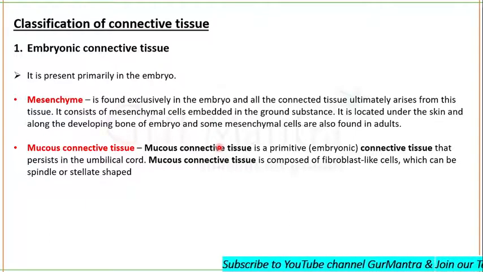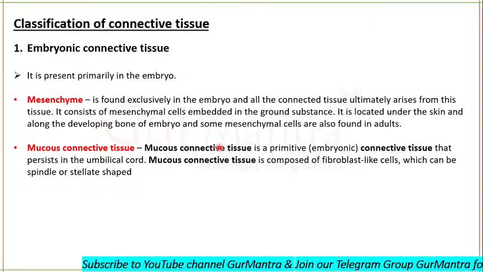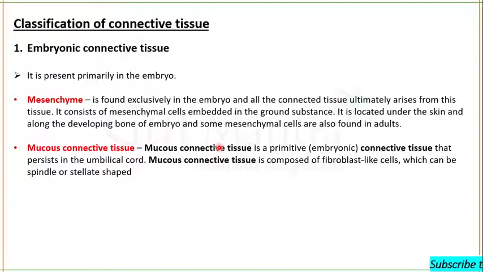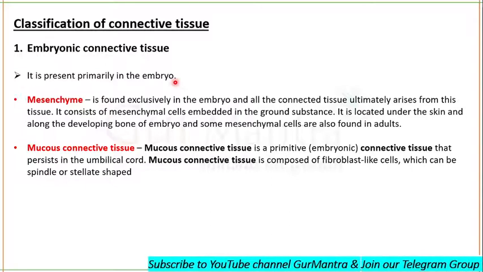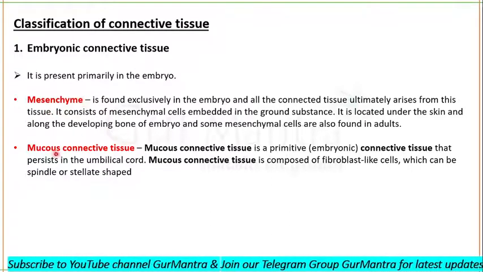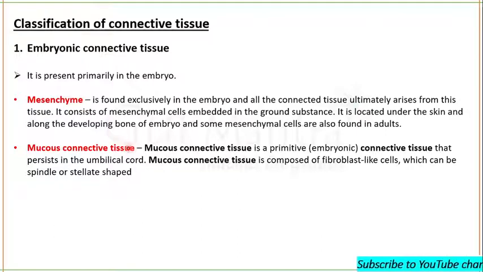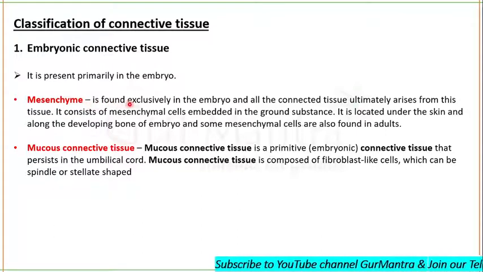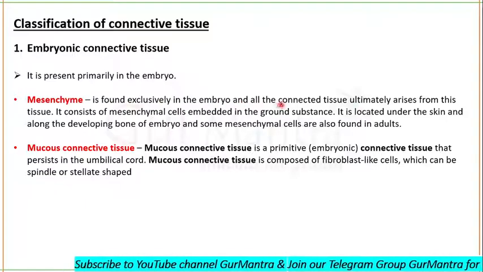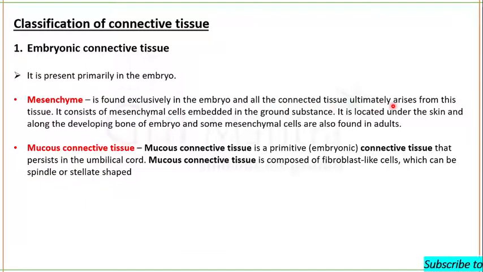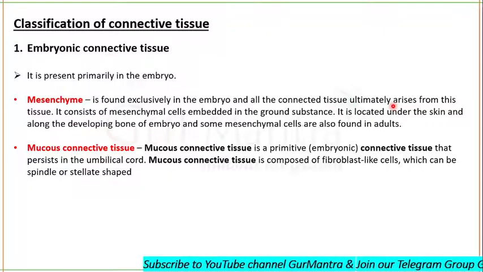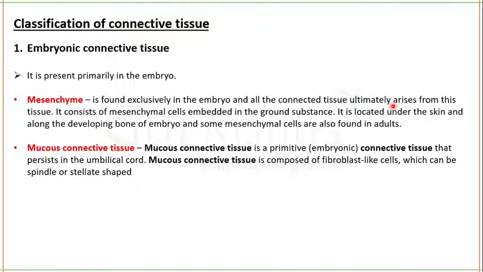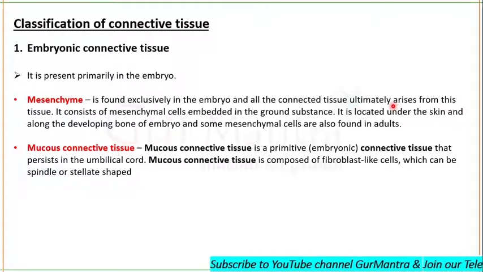As the name indicates, when we say embryonic connective tissue, we understand that this tissue is going to be present primarily in the embryo. So embryonic connective tissue includes mesenchyme and mucous connective tissue, right? Mesenchyme is found exclusively in the embryo and all the connective tissue ultimately arises from this tissue. So where is this mesenchyme found? Exclusively in the embryo, and ultimately all other connective tissue arises from mesenchyme.